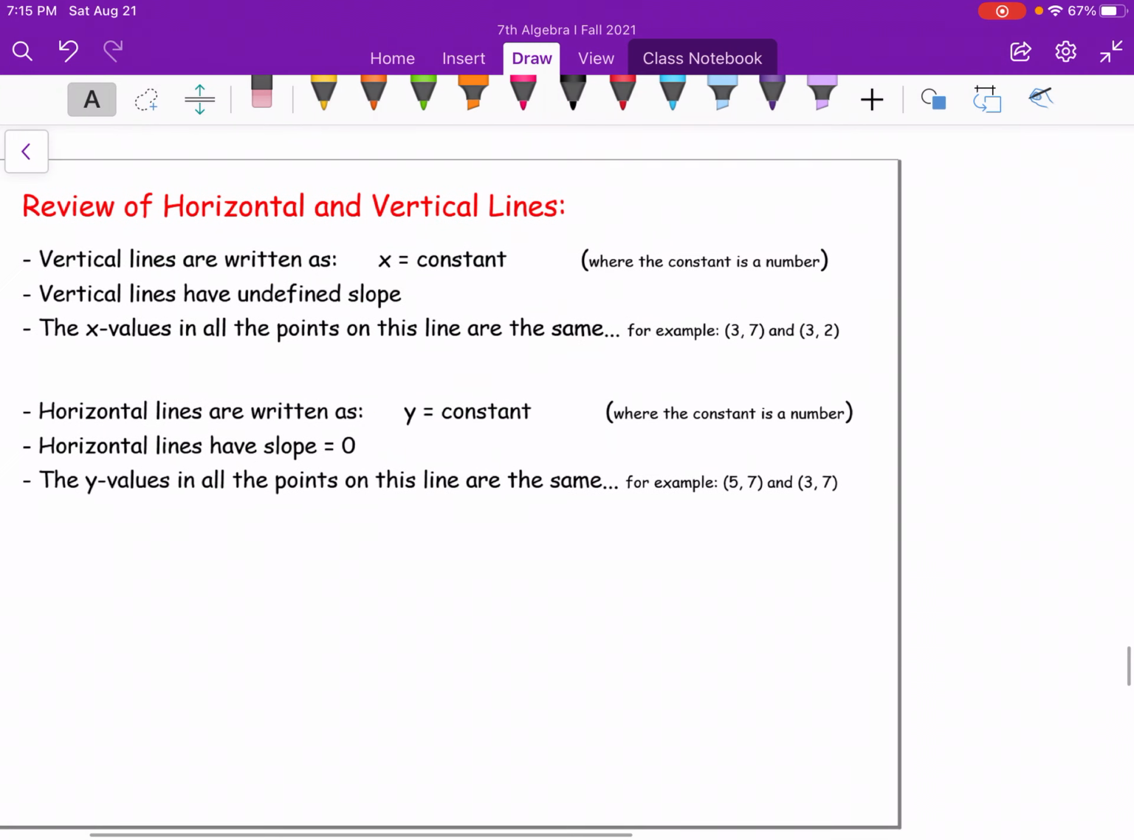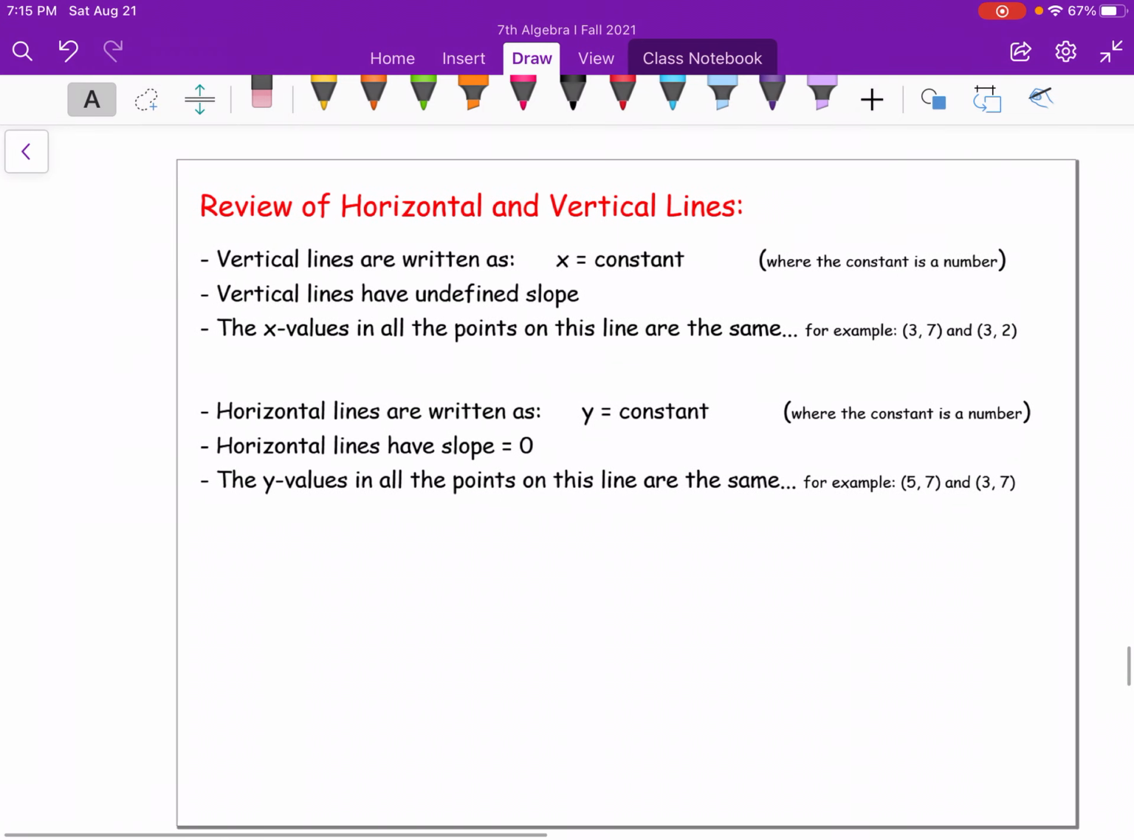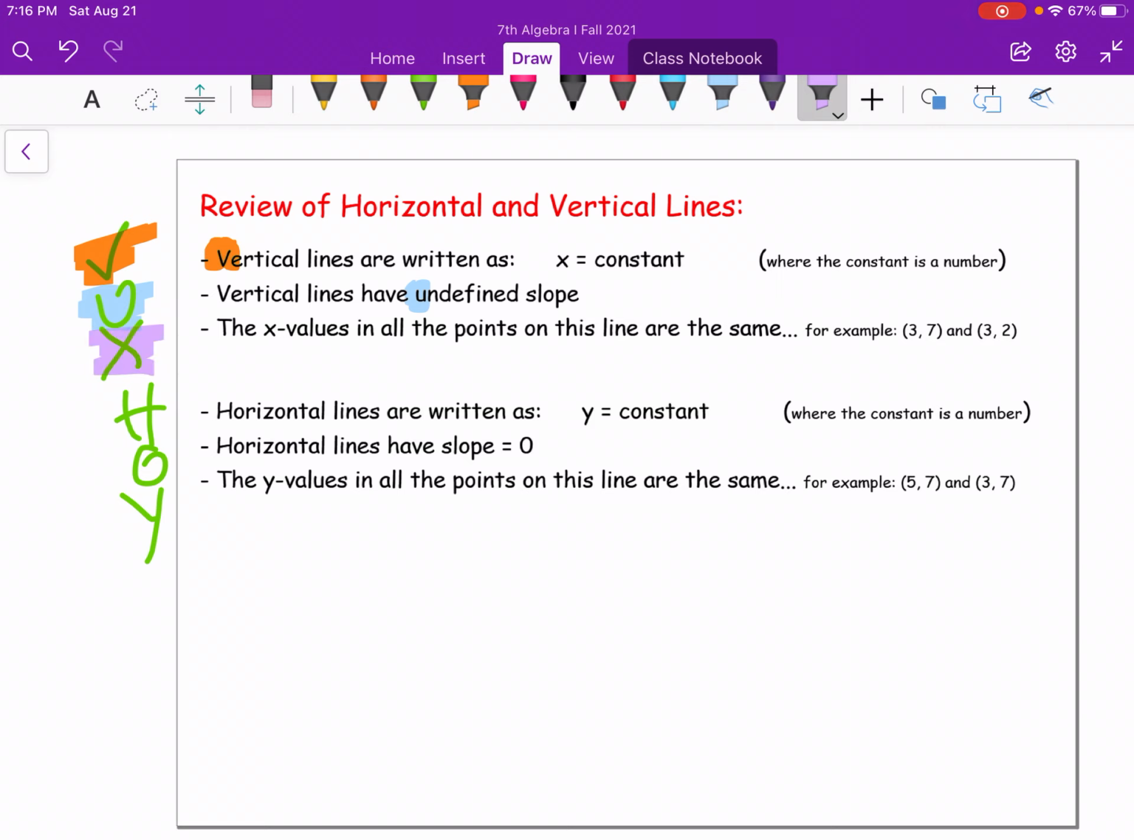All right. So a review of horizontal and vertical lines. So vertical lines are written as x equals a constant, vertical lines have undefined slope, and x values are all the same. So there is this thing you may or may not have heard, which is VUX HOY. So let me show you what that is. So the V means vertical line. The U is the undefined slope, and the X is the x equals.